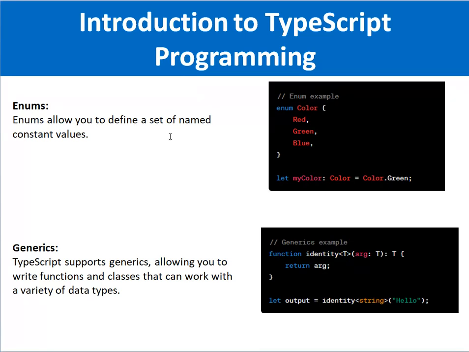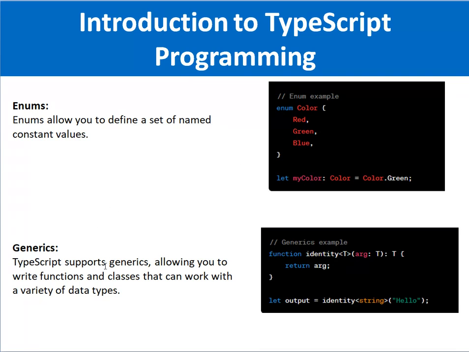Then enums. Enums allow you to define a set of named constant values. It is nothing, just simply constant values. For example, enum Color { Red, Green, Blue }. So when I create my color, I have initiated myColor as Color.Green. So it will call this constant value, Green. Enum is simply constant values.